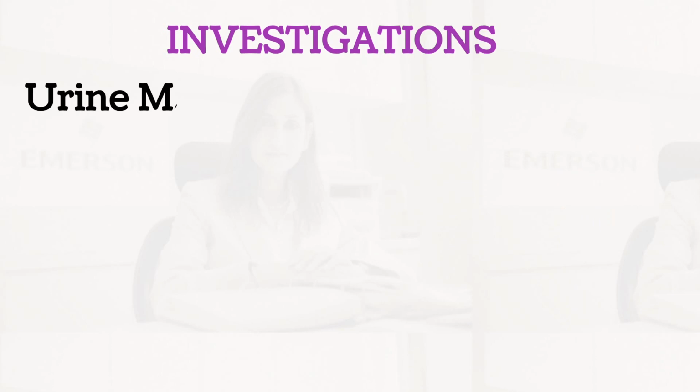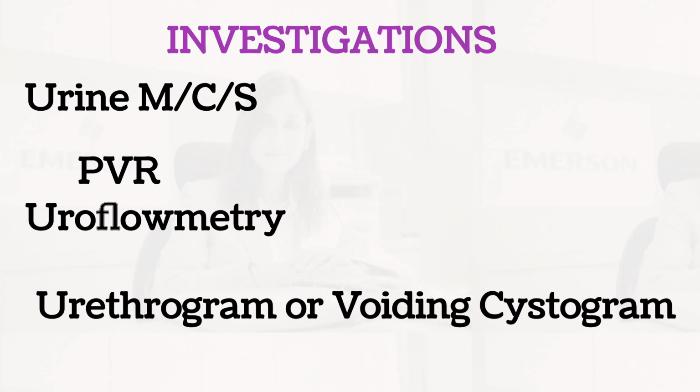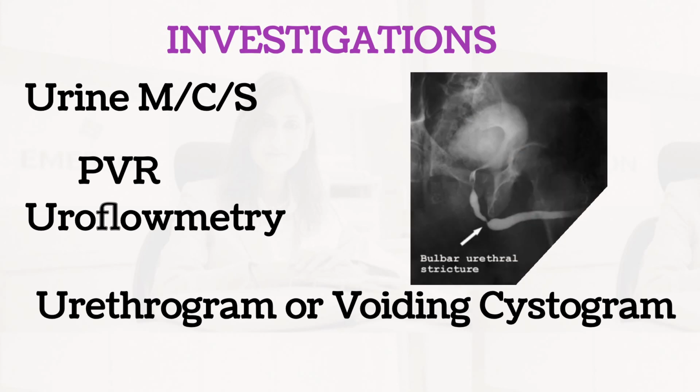Then under investigations, we can do urine microscopy, urine culture and sensitivity, post-void residual, and urethrometry. We can also have a retrograde urethrogram or a voiding cystourethrogram. So these are some of the pictures for the retrograde urethrogram.